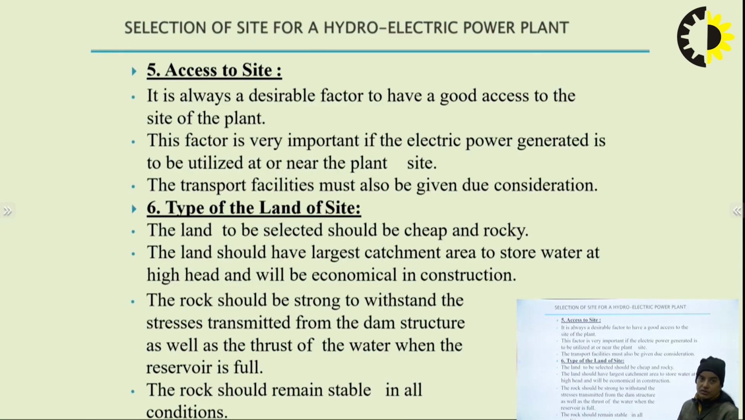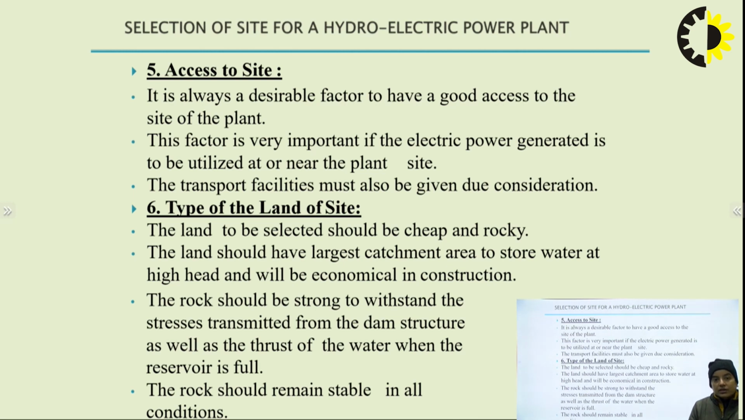So fifth one is the access to site. It is always a desirable factor to have a good access to the site of the plant. This factor is very important if electric power generated is to be utilized at or near the plant site. The transport facility must also be given due consideration. Suppose there is some fault or some part of the plant is to be replaced, suppose a transformer needs maintenance, then the plant should be connected with a transportation mode. So this is also an important point.